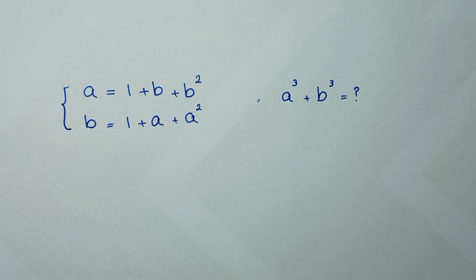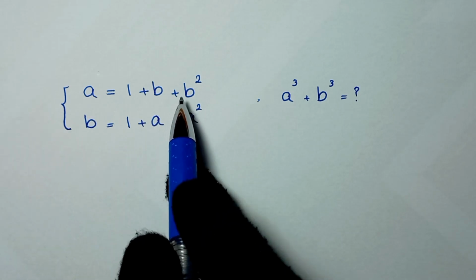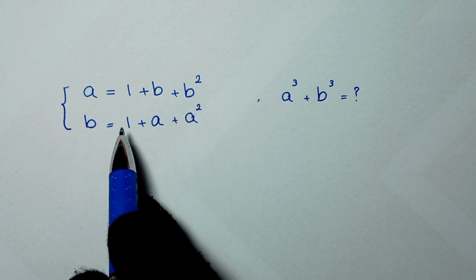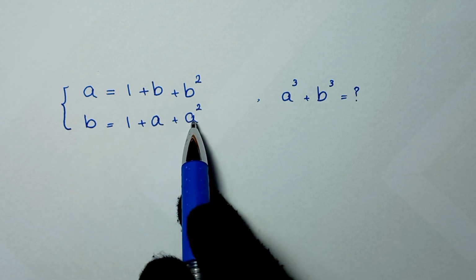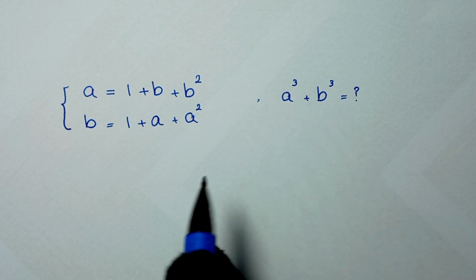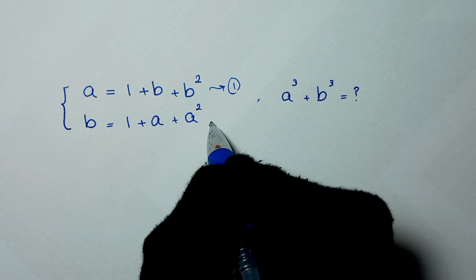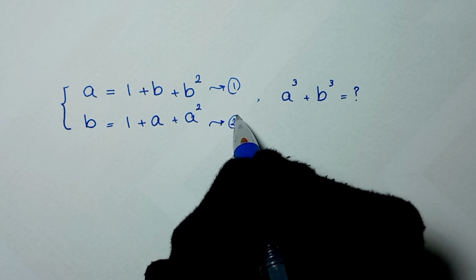Hello my friends, you're welcome to solve this math problem, which is a is equal to 1 plus b square and b is 1 plus a square, to find the value of a cube plus b cube. In the first step, we start by letting this as equation 1 and this as equation 2.